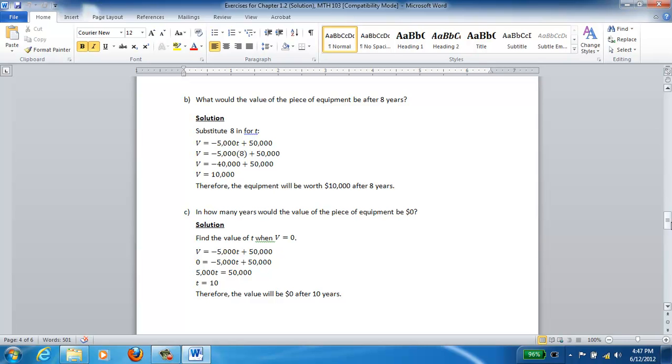Next question, how many years will it take for the piece of equipment to be worth $0? In this case, we take a slightly different approach and we set the value v in the equation equal to 0, and we solve for t. Manipulating the equation by adding 50,000 to both sides and dividing by 5, we see that in 10 years the piece of equipment will have a value of $0.